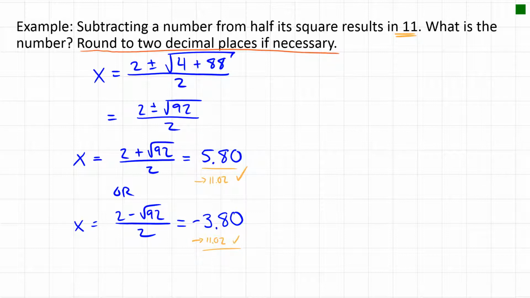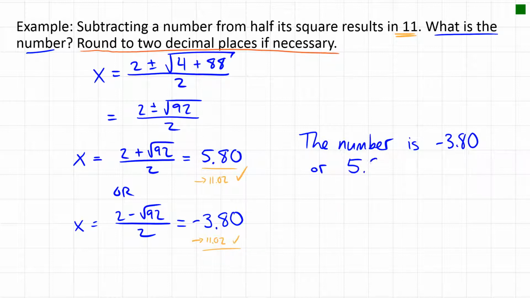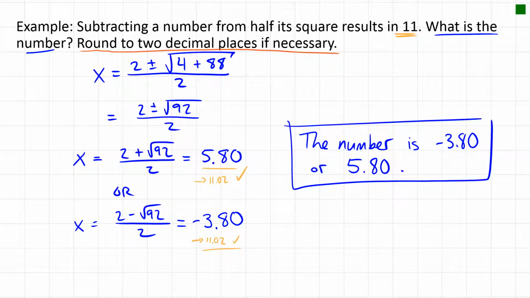They make sense. And now I can write my sentence solution. And again, it just has to be short. You don't have to recap the whole problem. So I'll just say the number, remember that's what we were trying to find. What is the number? So the number is negative 3.80 or 5.80. That's a perfectly acceptable answer to that problem.